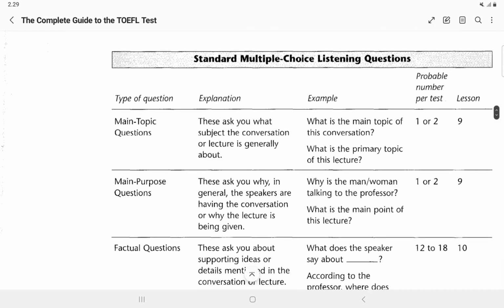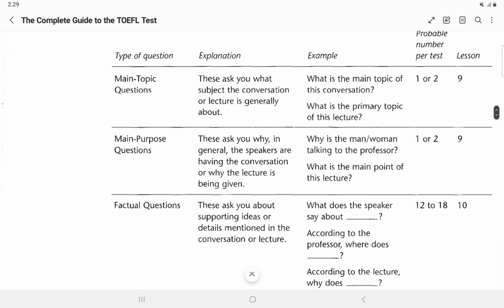Let's read one by one. Main topic questions. This asks you what subject the conversation or lecture is generally about. Example: what is the main topic of this conversation? What is the primary topic of this lecture? Lesson 9. Main purpose questions. This asks you why, in general, the speakers are having the conversation or why the lecture is being given. Why is the man or woman talking to the professor? What is the main point of this lecture?